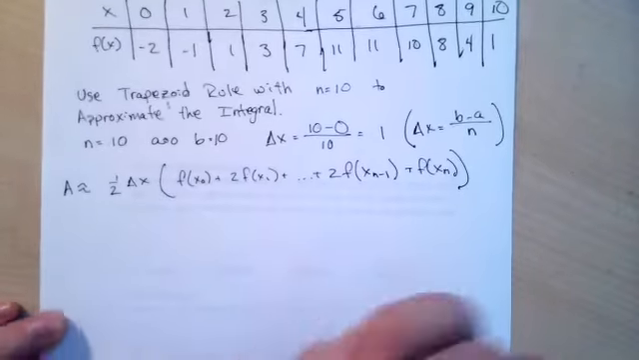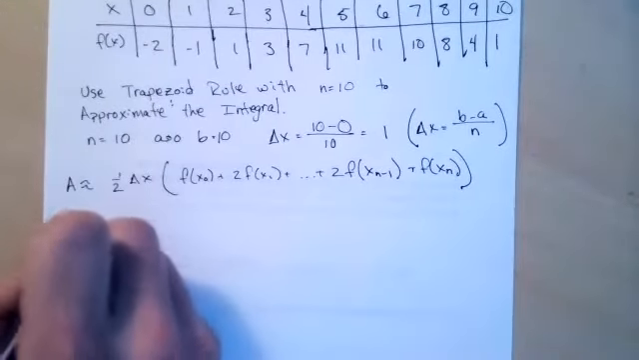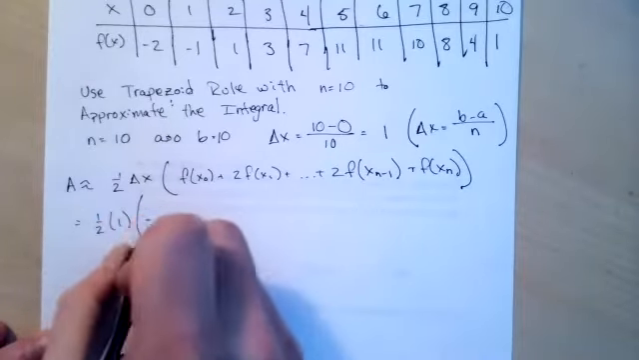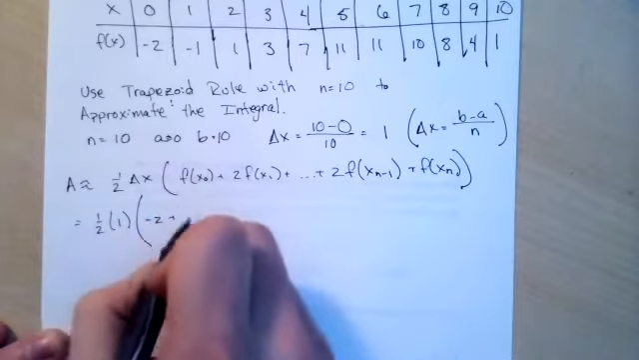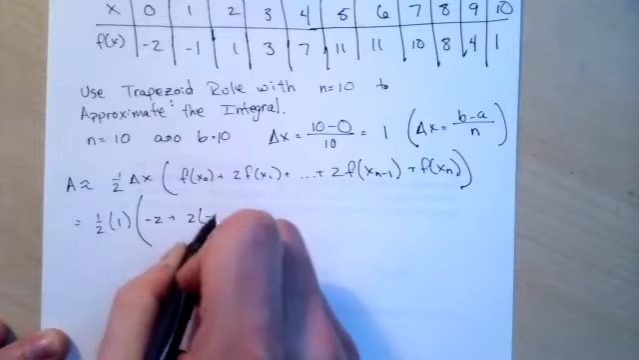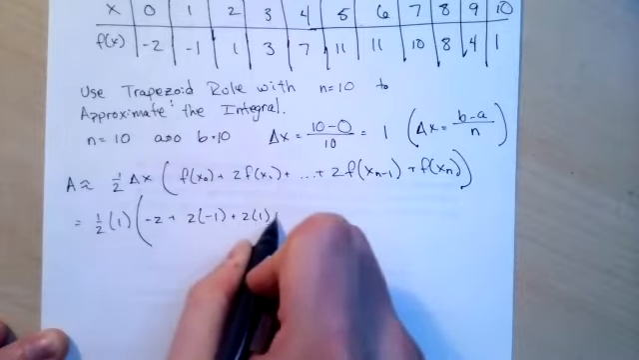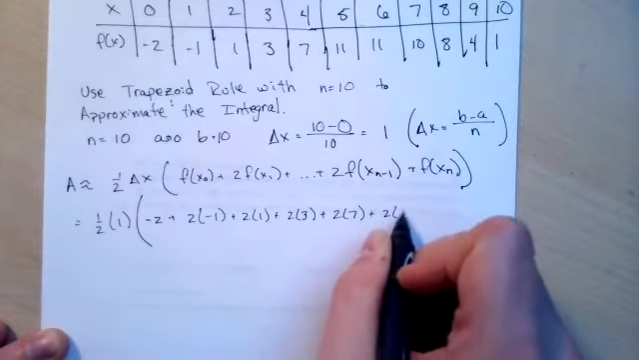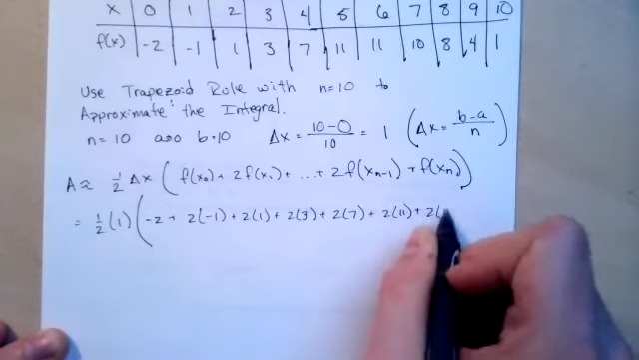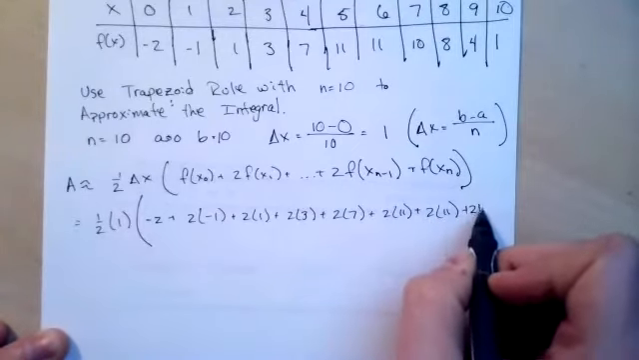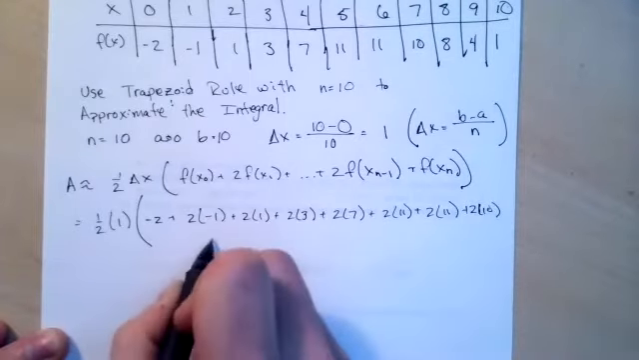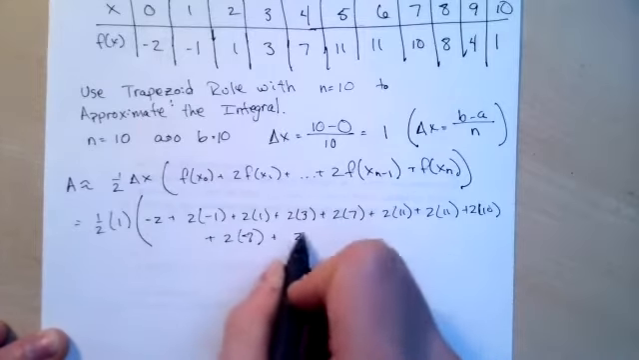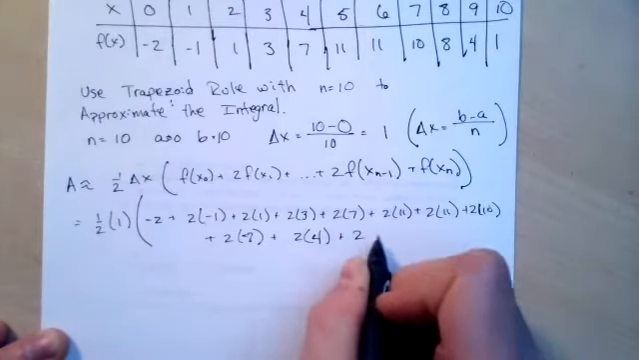So plugging all of our values into the formula, not too difficult, just kind of a lengthy computation. So our delta x was 1, our f of x 0, we're going to have minus 2 plus 2 times minus 1 plus 2 times 1 plus 2 times 3 plus 2 times 7, 2 times 11, 2 times 11, 2 times 10, plus 2 times 8, plus 2 times 4, plus 2 times 1.